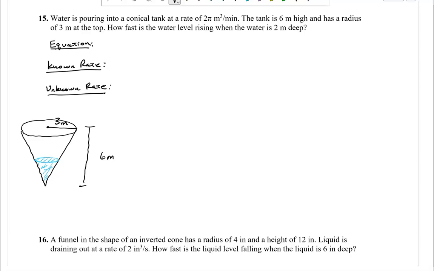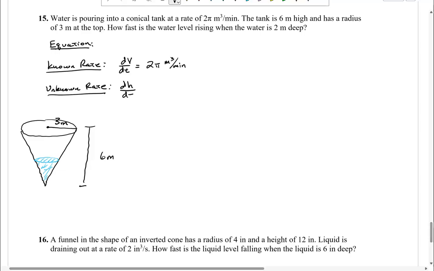And the known rate is given in the very first sentence. Water is pouring into a conical tank at a rate of 2 pi meters cubed per minute. That's going to be a rate of change in volume with respect to time. So we have 2 pi cubic meters per minute as our known rate. For our unknown rate, they want us to find how fast the water level is rising. That's going to be a rate of change in the height of the water with respect to time when h, the height, is 2 meters, when the water is 2 meters deep.